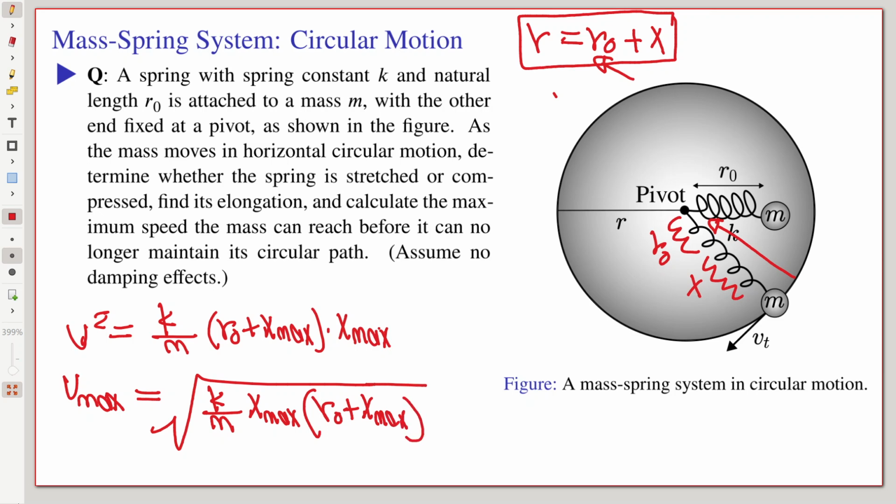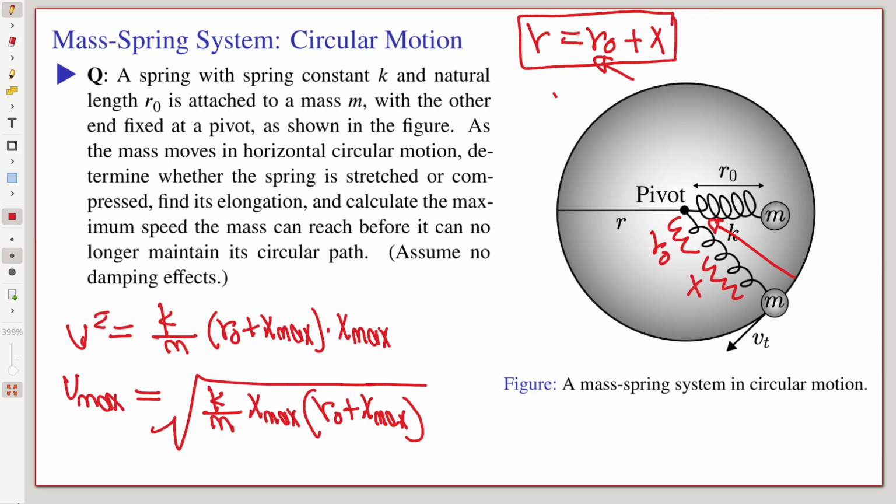That's the final expression for the maximum speed the mass can reach before it can no longer maintain its circular path. If you overcome the elastic limit, this x maximum, then you cannot maintain the circular motion of this system. So for that, we have to know the maximum elongation, the elastic point of the spring. Then, substituting the values into this equation, we can obtain the maximum speed the mass can reach. And notice that this speed is the tangential speed.